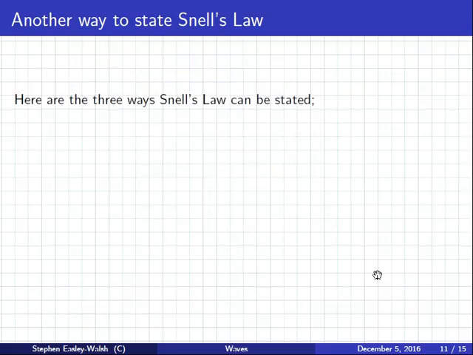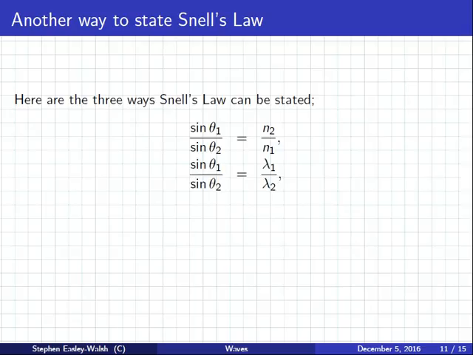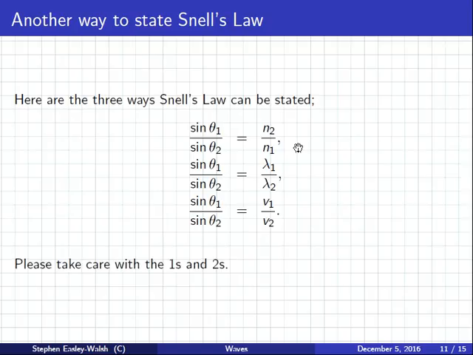Here are the three ways you can state Snell's law. The first one we've done, using the refractive index of the materials. The second one is looking at the wavelengths of the waves before and after they're refracted. And the third way is to look at the velocities before and after refraction. Just take care here, this is 1, 2, this is 1, 2, but the first one is 2, 1. That's not a mistake, it is that way around. Please take care of the ones and the twos.